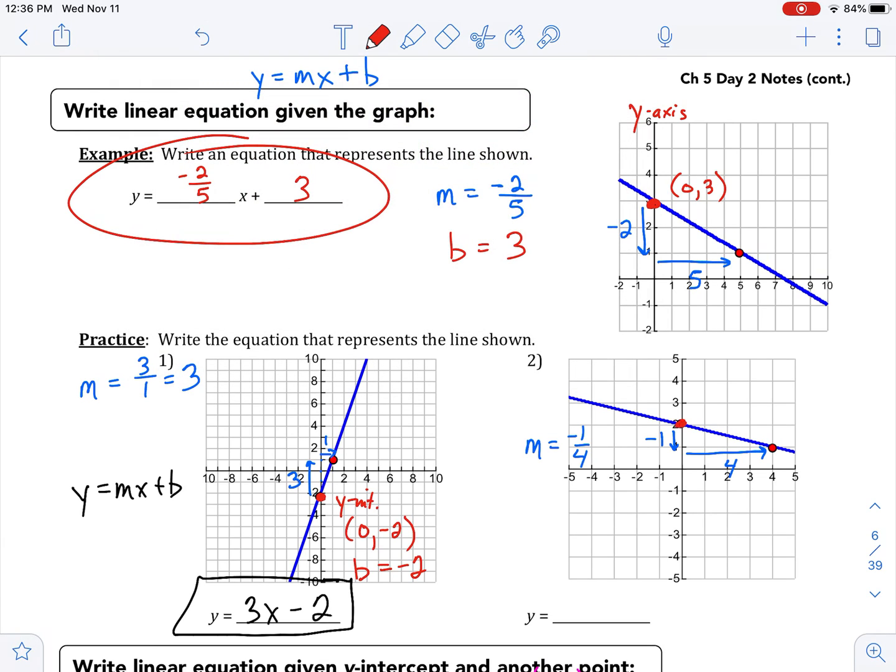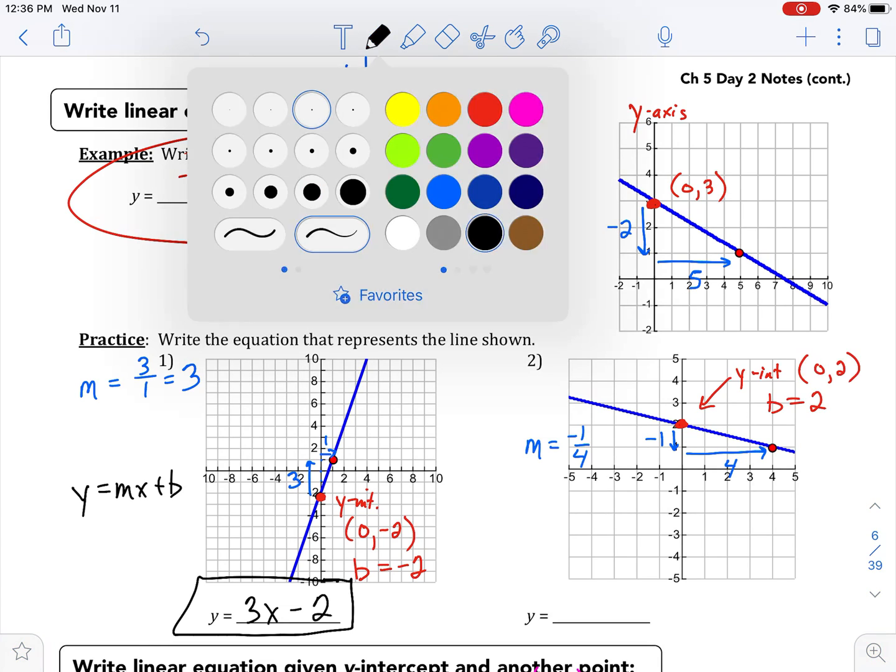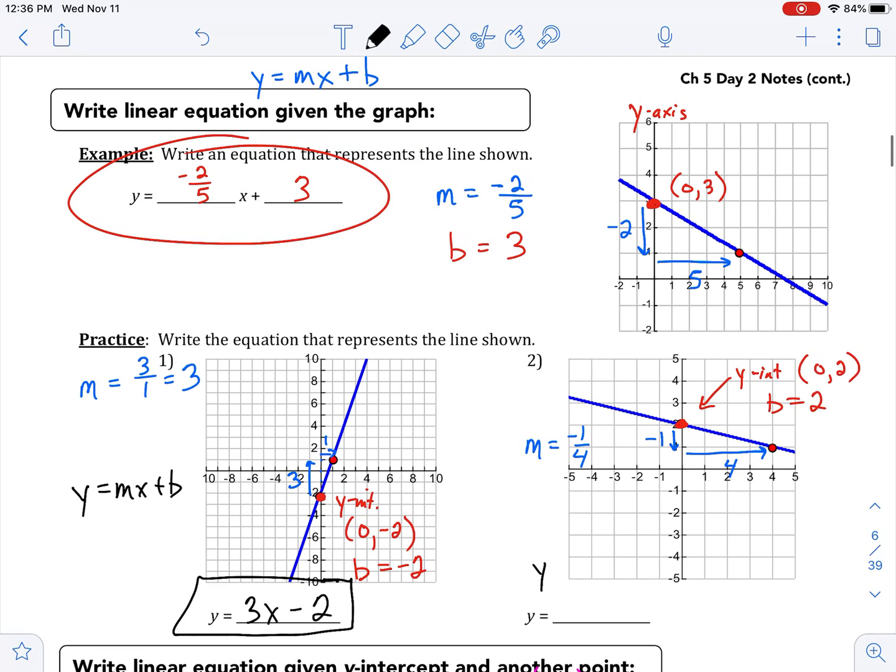If I take a look at this point right here, again, we know that that is the point on the y-axis. It's called the y-intercept, which is 0, 2, which helps to tell me my b value is +2. Here we have y equals mx plus b. As we substitute in, this is -1/4 times x plus 2.